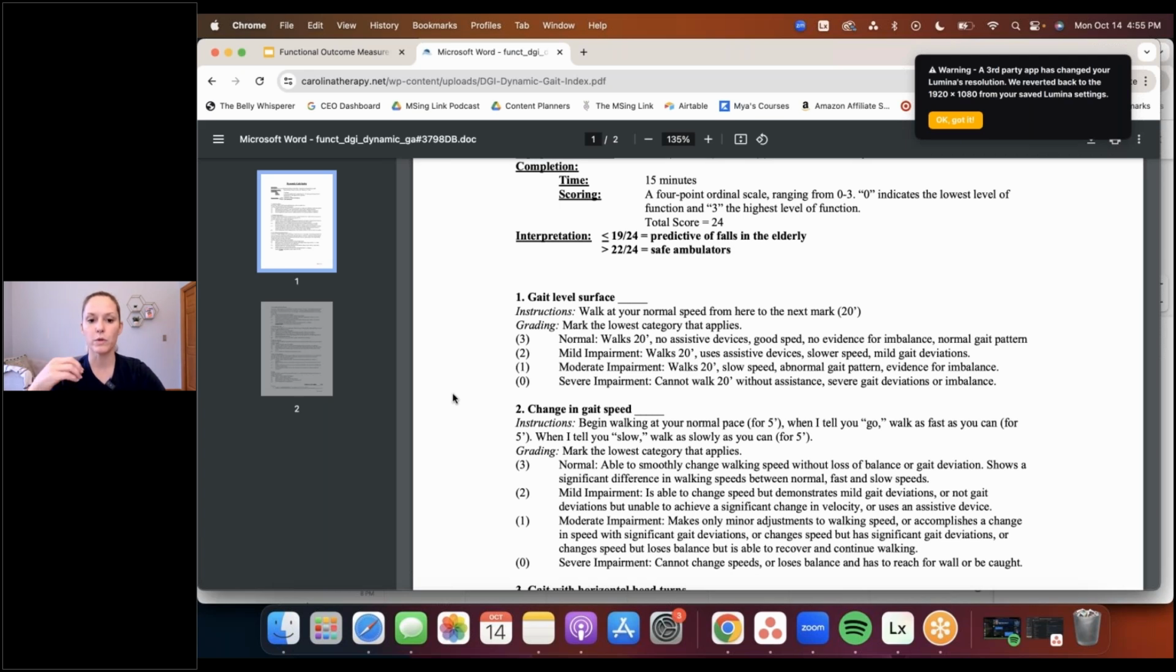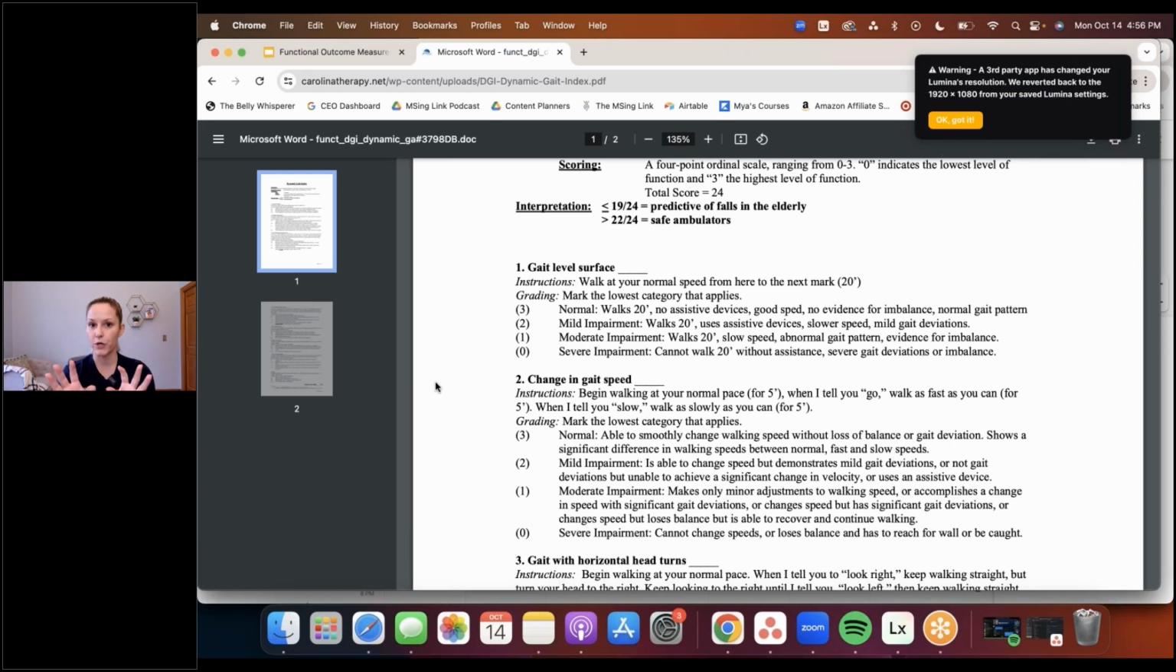You'd get a grade 1, which would indicate moderate impairment, if you can walk the 20 feet, but it's a slow speed, abnormal gait pattern, or evidence of imbalance. You'd get a score of 2 if it's a mild impairment, meaning you can walk 20 feet, you're using an assistive device, it's a slower speed and mild gait deviations. And you'd get a score of 3, which is the best score, which would be normal essentially. It means that you walked 20 feet, no assistive devices, good speed, no evidence of imbalance, and a normal gait pattern. So it goes through 8 different tasks, and your PT is watching specifics about you.